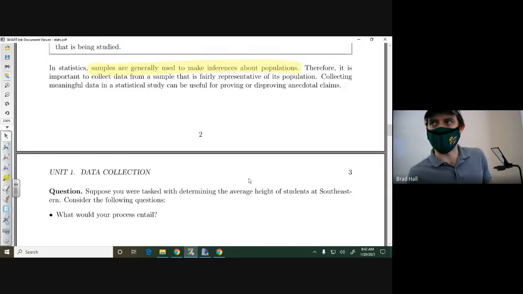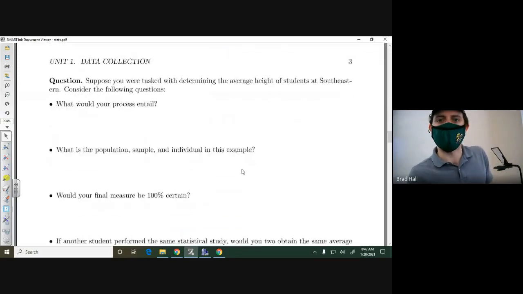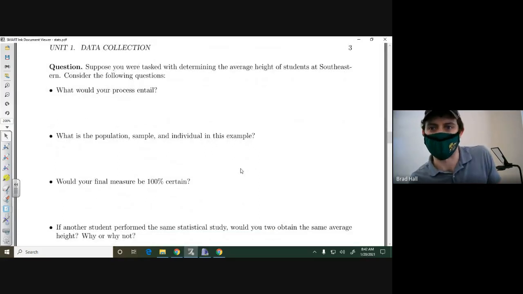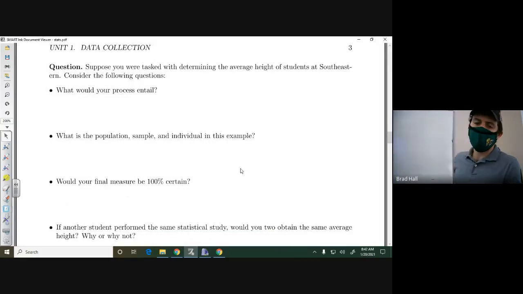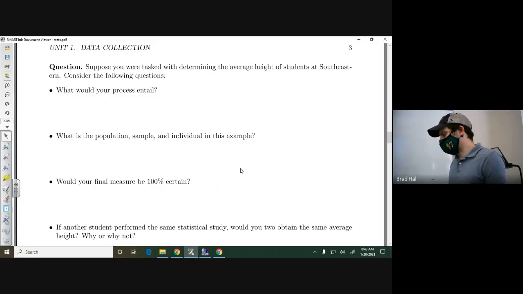So statistics, as you would imagine, is very powerful, but it works a lot more in your daily lives than you think. So really, I want this to be a little bit more engaged for this next question here. Suppose one of you were tasked with determining the average height of students in Southeastern. If I gave you that task, just bam, try to figure that out, what would your process entail? Would anyone in here like to explain how they would go about doing such a thing?